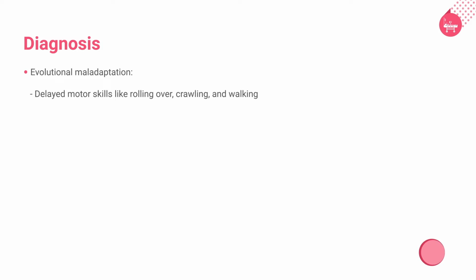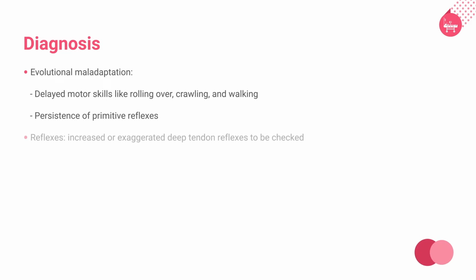Evolutional maladaptation should be checked, like delayed motor skills such as rolling over, crawling, and walking, and persistence of primitive reflexes. One should also observe the reflexes of the patient, like increased or exaggerated deep tendon reflexes.